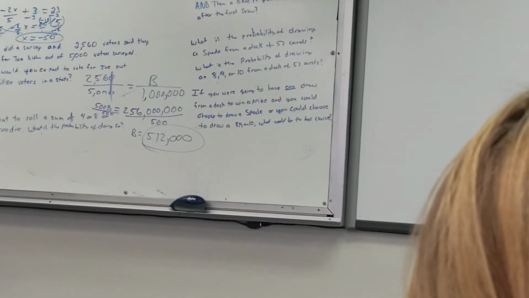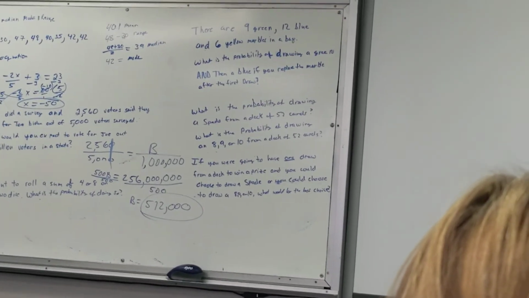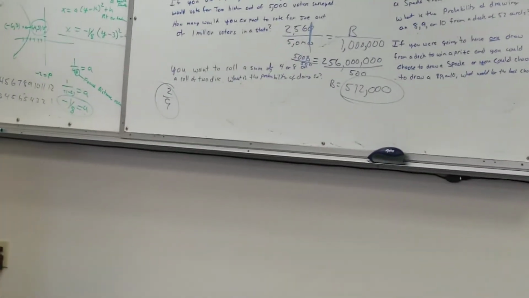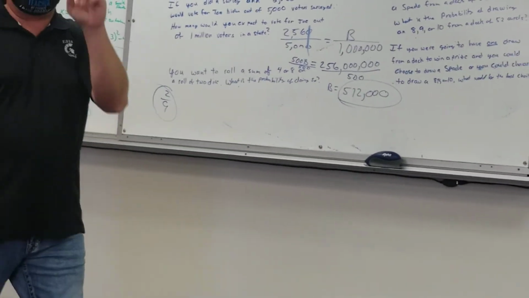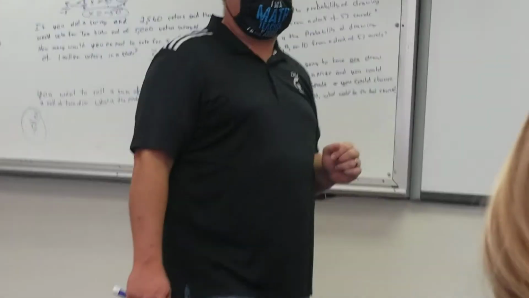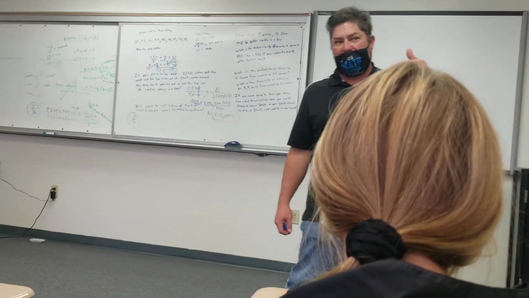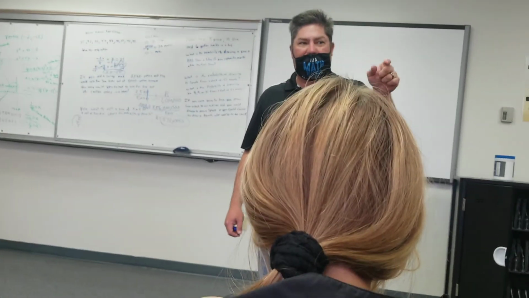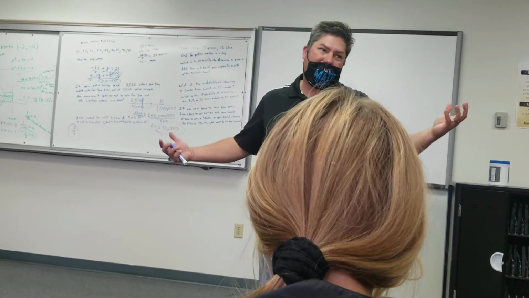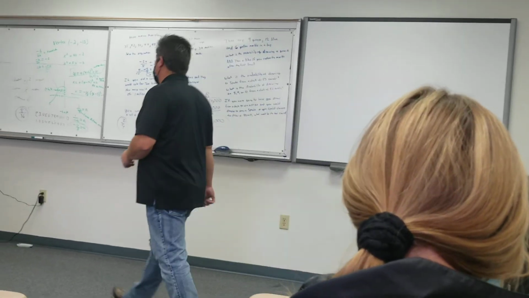Could you write it as a percent? Sure, but I don't care if you do. How did you get to 36? How did I get to 36? How many sides are there on one dice? 6 sides. How many are there on the other dice? 6. What's 6 times 6? 36. Okay. Guess how else I got 36?